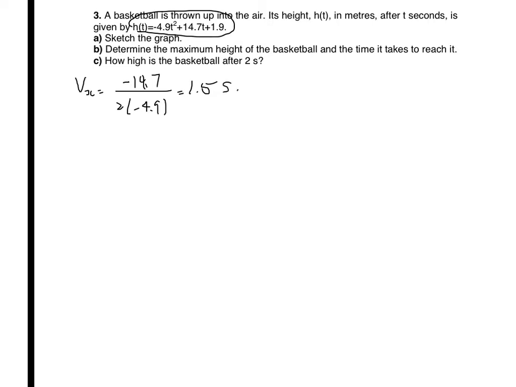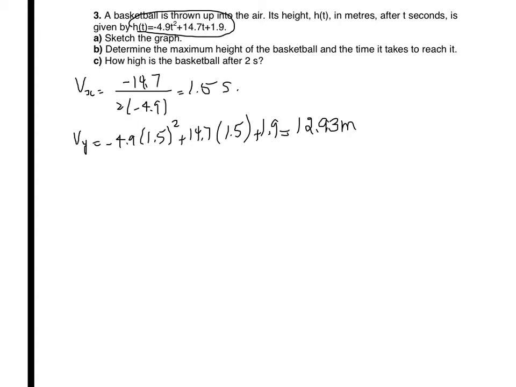To find the maximum height, I'm going to find v sub y. It's going to give me negative 4.9 times 1.5 squared, plus 14.7 times 1.5, plus 1.9. If you simplify this one, you are going to get 12.93 meters.